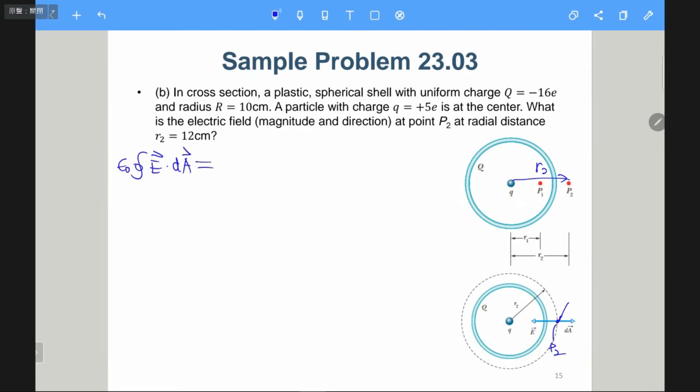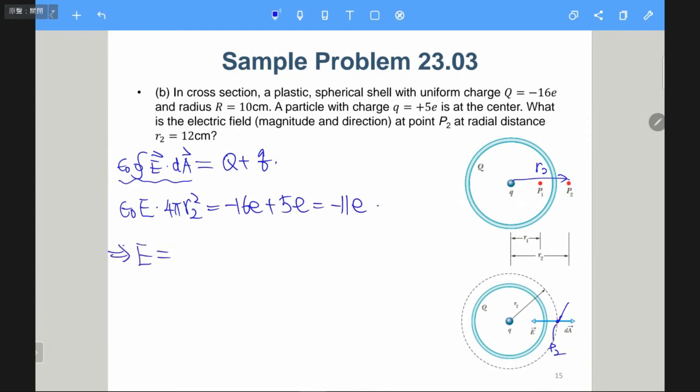Equals Q enclosed. Q enclosed here includes small q and capital Q. So we have capital Q plus small q. Similarly, for the left-hand side, we have epsilon naught E times 4 pi R2 squared. And then for the right side, capital Q is minus 16E plus this is 5E, so it is minus 11E. So we can have E at this point P2 will be 1 over 4 pi epsilon naught times minus 11E over R2 squared.